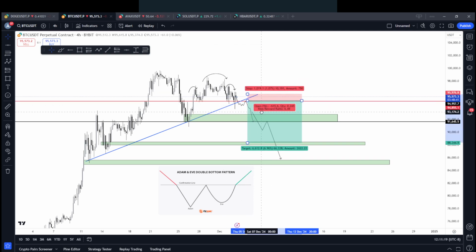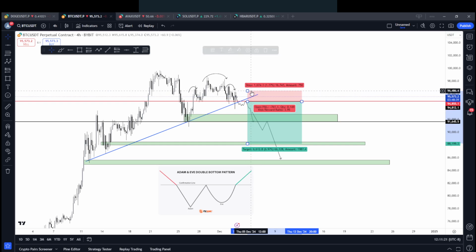So don't set limit bids. You have to wait for the confirmation. For me, I'm not shorting anything. I'd rather wait for longs and pullback because I want to add to my positions.